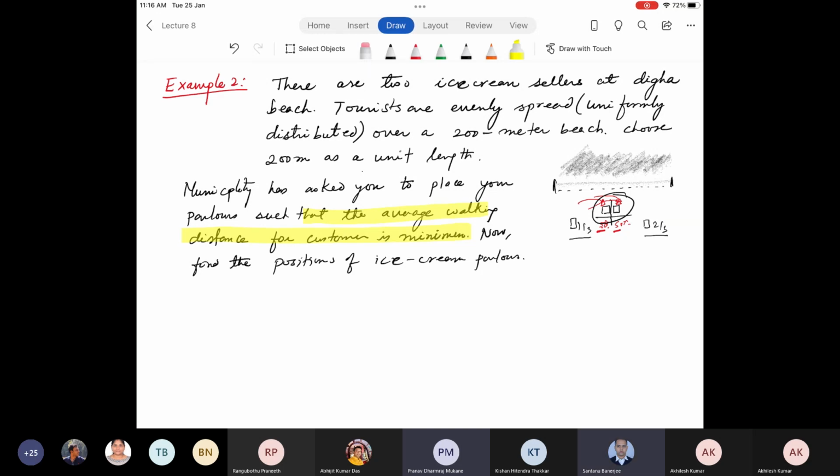So then I should put it at 1/4 and 3/4. Can I say that half of the beach will be going to one shop only, and then I can formulate the problem for one half of the beach?